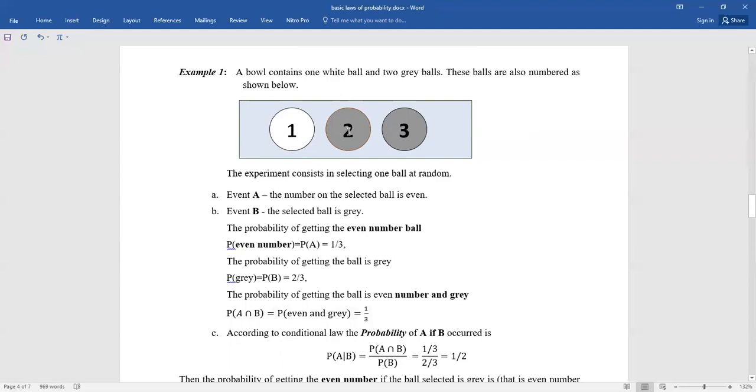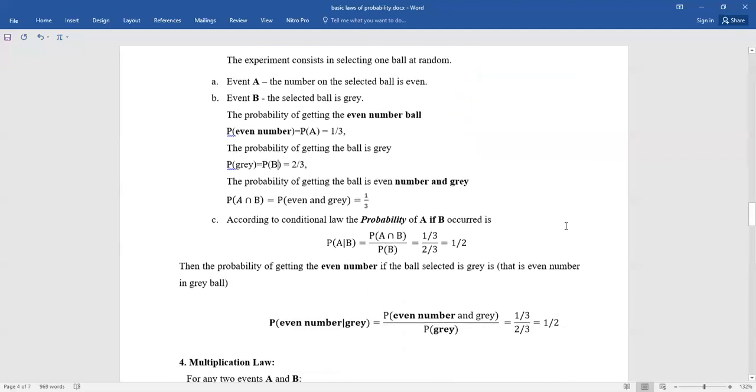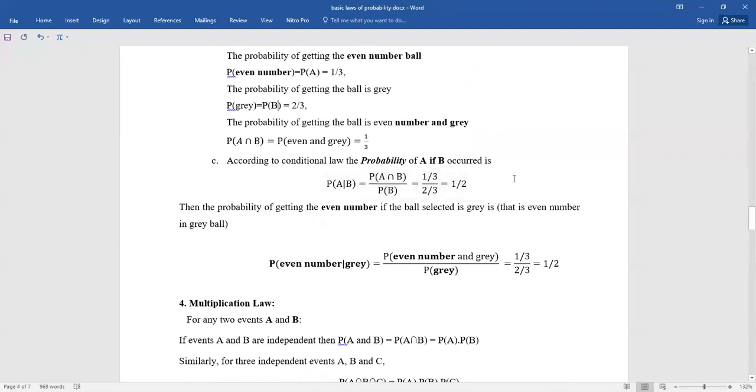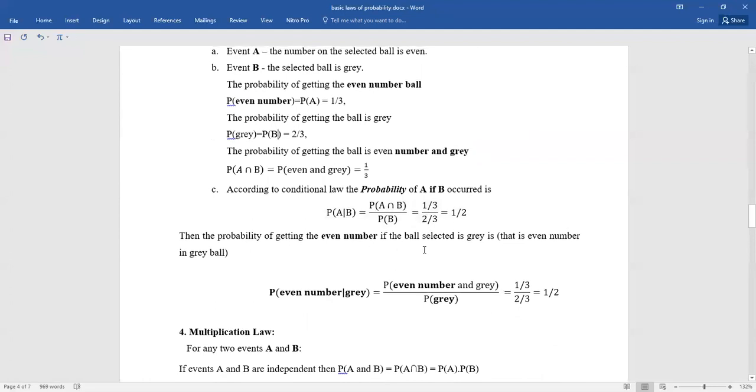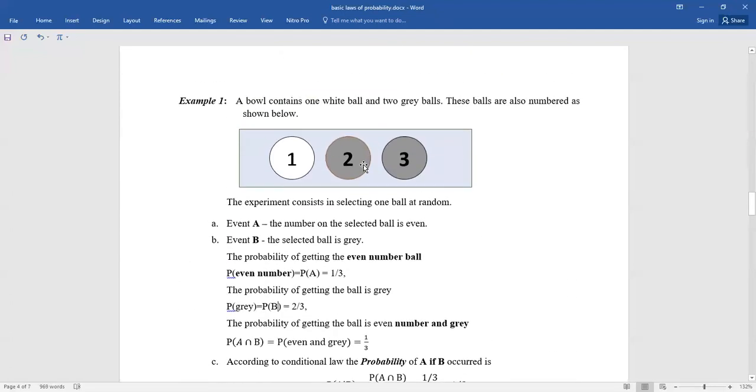You can see there is no condition. I have to select a ball which has both things: it should be the gray ball and the even number. There is only 1 ball that is an even number and gray, out of 3, so 1 over 3. Now the conditional law. The selected ball will be an even number, but only if the ball is gray. So from the gray balls you have to select a ball whose number is even.